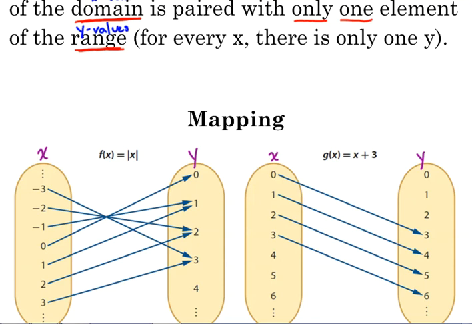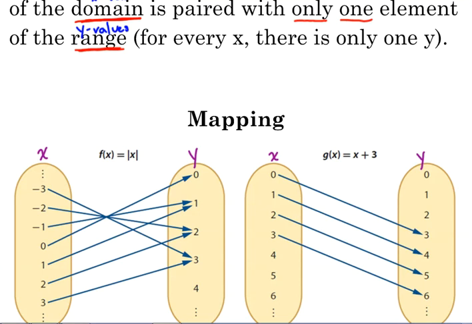G of x is equal to x plus 3. Okay, plug in 0. Excuse me, 0 plus 3 is 3. 1 plus 3 is 4. 2 plus 3 is 5. 3 plus 3 is 6. So forth and so on. So this one looks a little bit better than the other one because the y values only have one x. But again, we're only concerned about each x having only one line.